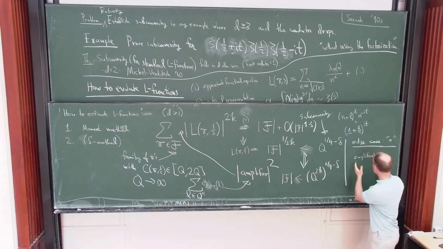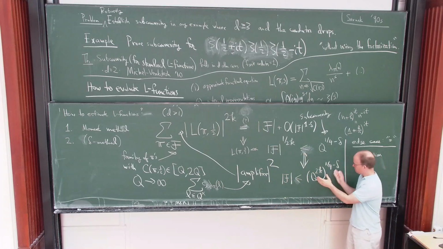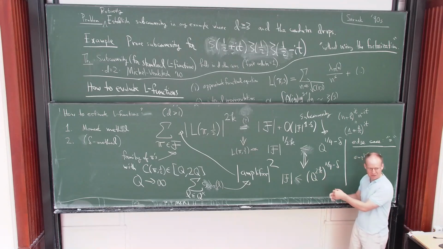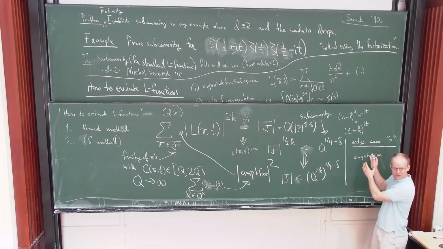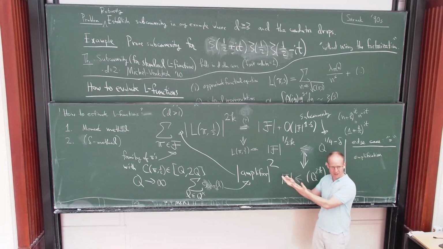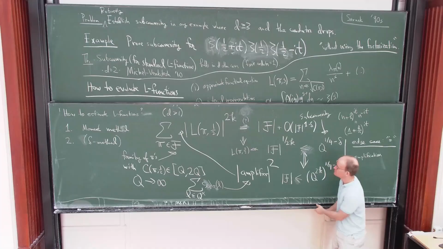So either in cases where you can do sufficiently better than convexity just by taking the moment large enough, or you can get right to the edge and then throw in an amplifier and then do a little bit better that way.